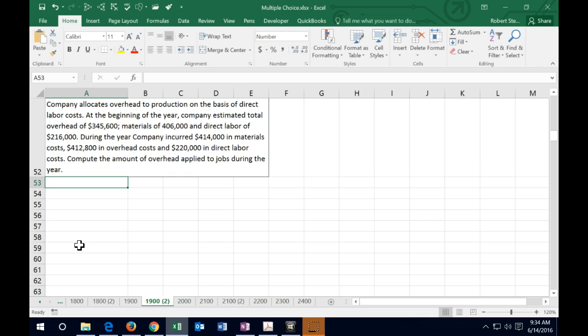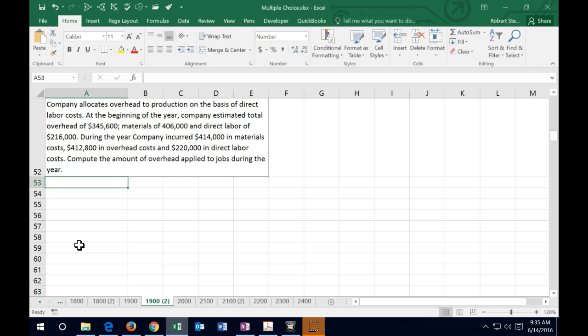So first we have here, company allocates overhead to production on the basis of direct labor hours. At the beginning of the year, company estimated total overhead of $345,600, materials of $406,000, and direct labor of $216,000. During the year, company incurred $414,000 in material costs, $412,800 in overhead costs, and $220,000 in direct labor costs. Compute the amount of overhead applied to jobs during the year.